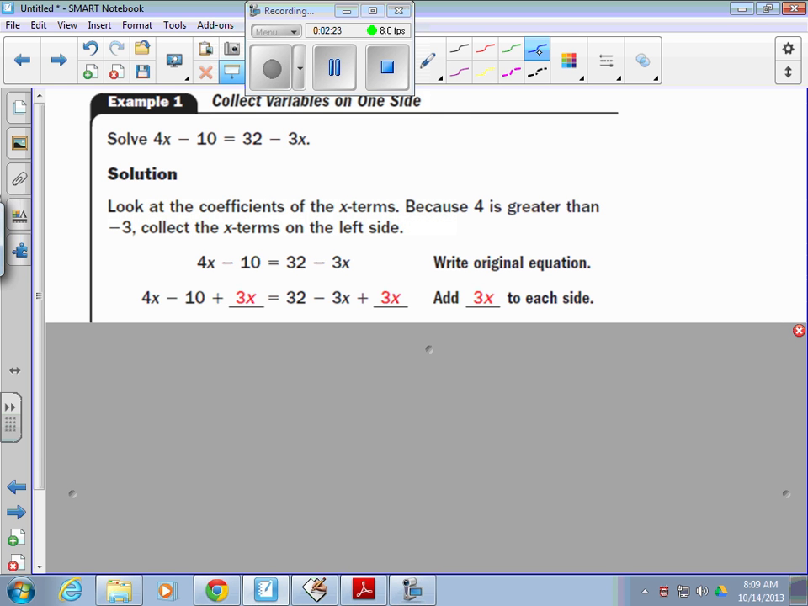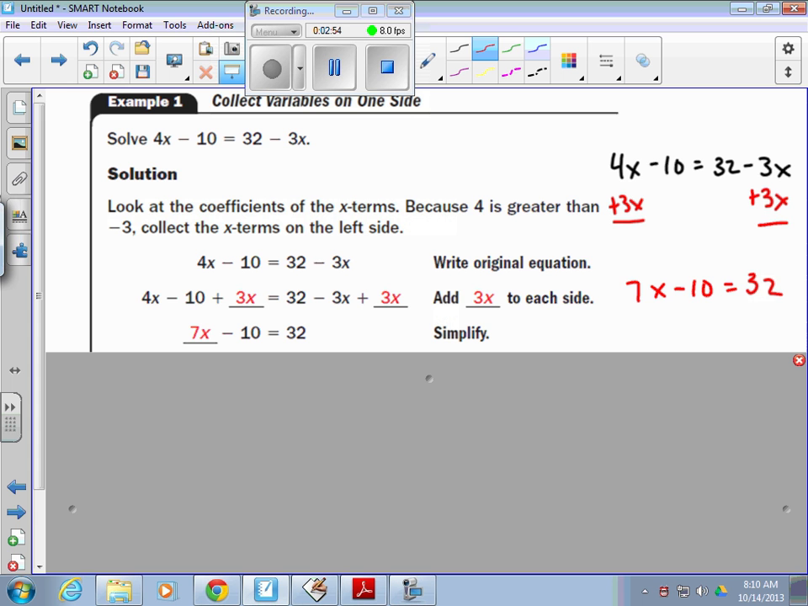So in order to undo, and again, these blanks might have messed you up a little bit. If you ever get stuck with the blanks, just write it over here out to the side, and you can work vertically. 4x minus 10 equals 32 minus 3x. Undo minus 3x by adding it to both sides. It just shows it horizontally. If you add 3x to the right, add 3x to the left, that leaves you with 7x minus 10 equals 32, because negative 3x plus 3x would cancel itself out. And that's what we have here: 7x minus 10 equals 32.